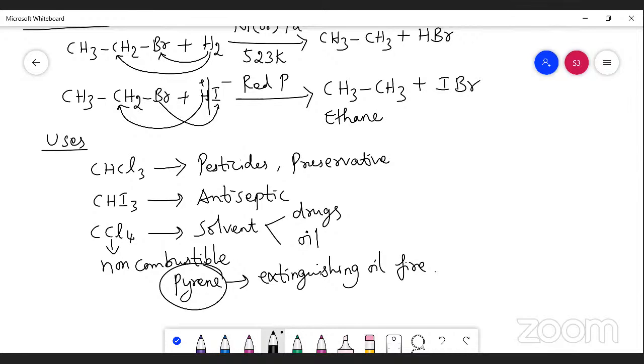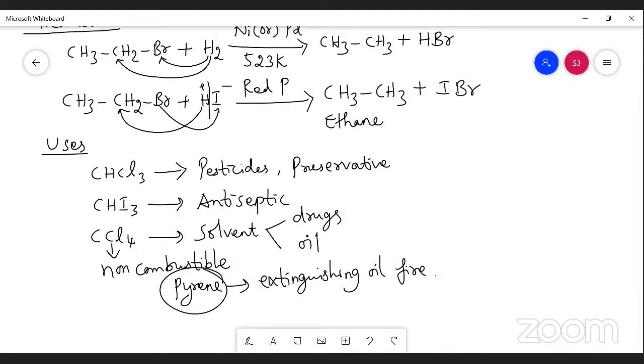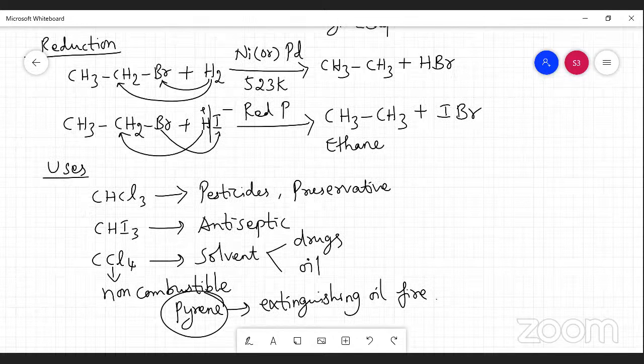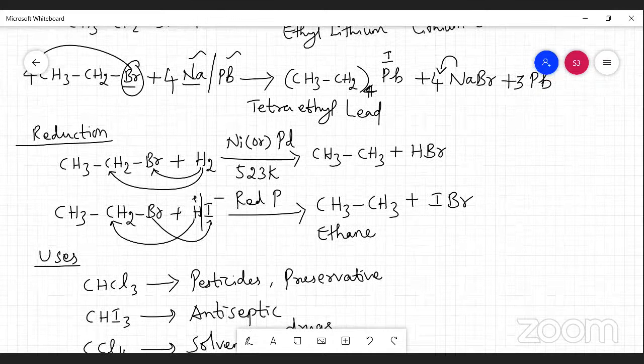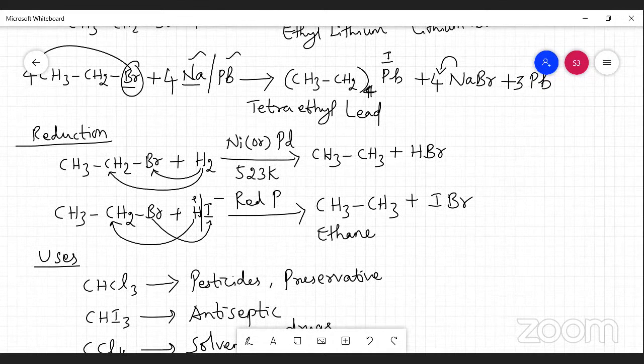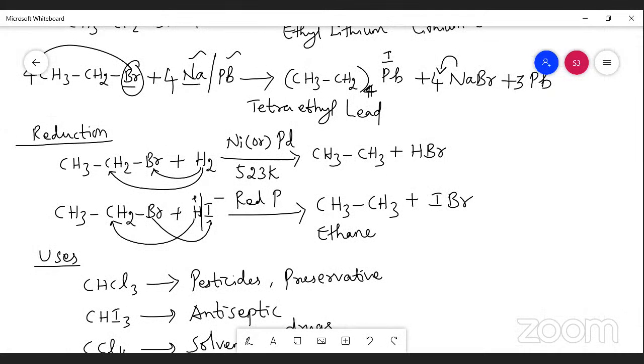And reaction with the active metal, what are the metals we are concentrating on? Magnesium, and nickel or palladium also we are using. And one more, very active metals like lithium we used, and sodium in the presence of lead, with which we have taken tetraethyl lead. And the reduction process, keep it in mind: haloalkane is reduced into what? Alkane. This reduction is carried out in the presence of hydrogen and hydrogen iodide. Last, we have seen the uses.